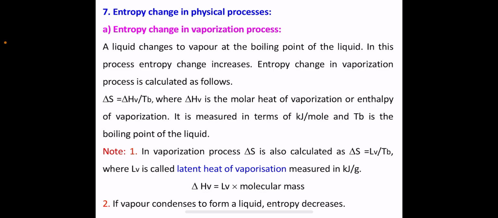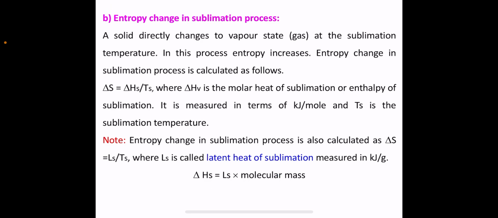Okay, and the next point is, if vapor condenses to form a liquid, entropy decreases. So this is vice versa. When the liquid changes to vapor at the boiling point of the liquid, the entropy change in vaporization is going to increase, and when the vapor again condenses to form a liquid, the entropy is going to decrease. Okay, and the next physical process is entropy change in the sublimation process.